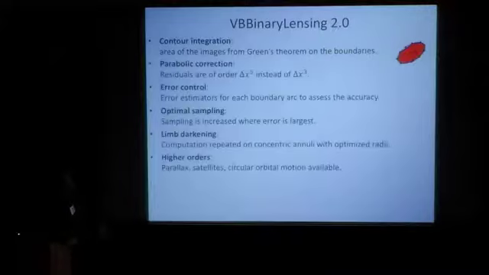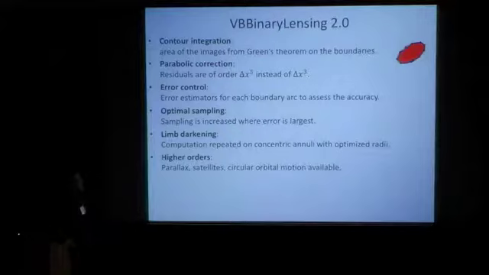In my case, I also have implemented a lot of speed ups and fancy things. For example, the parabolic correction, so that the accuracy of the calculation is greatly increased. There is error control on each arc in order to assess the current accuracy, and there is optimal sampling, so we don't overshoot with too many points, because after all, we have reached the needed accuracy.